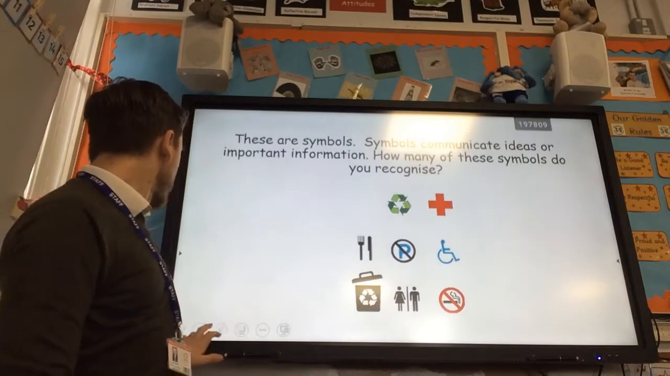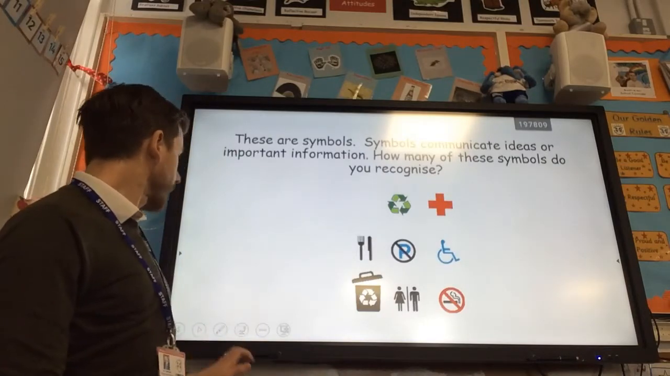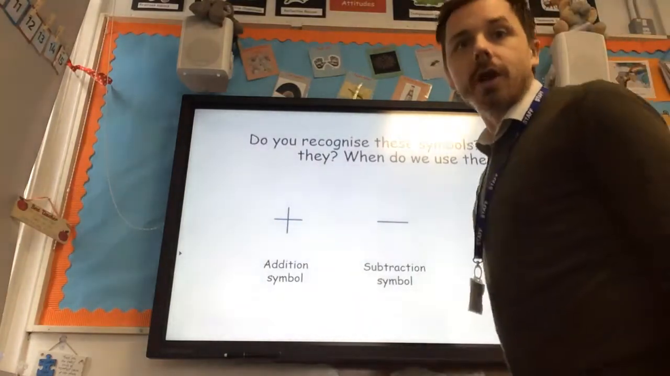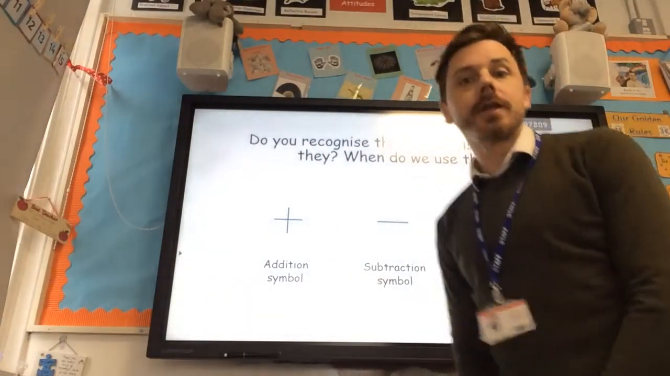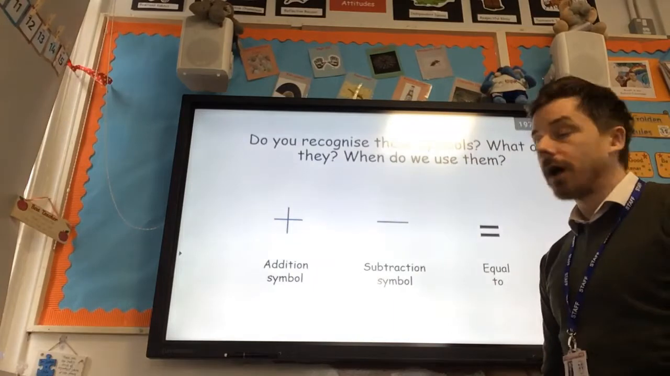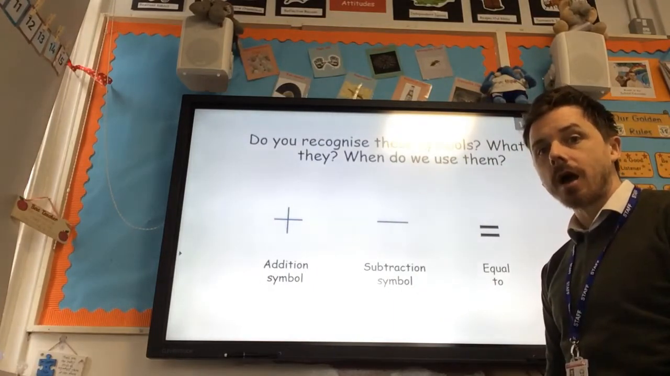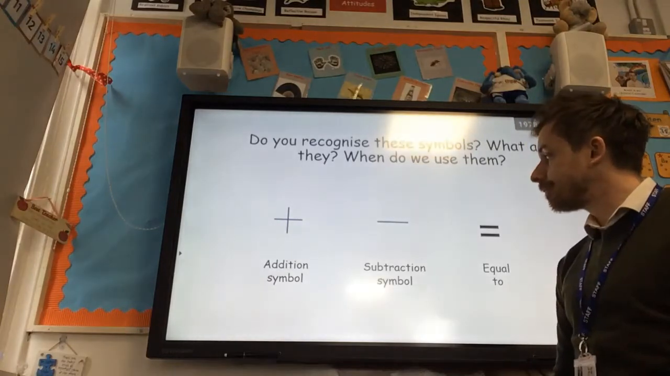So, just going to go on to the next page. Okay, so you should know these symbols already. We've covered these in year one. I wonder if, again, you can turn to the person next to you and tell them what these symbols are and when do we use them.